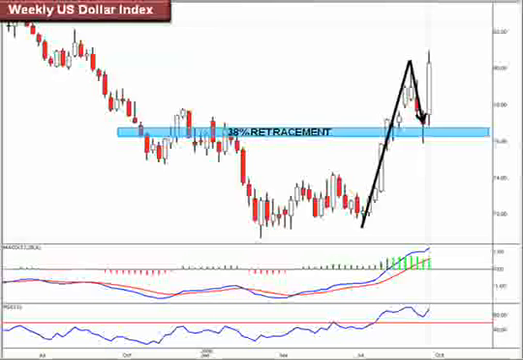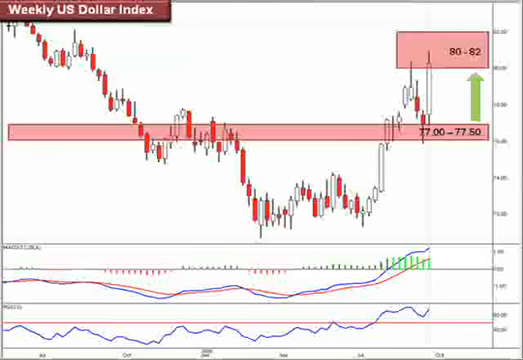We identified the U.S. dollar index playing into a key level of support, which represented a 38% retracement over this previous longer-term move. As you can see, we've had a significant bounce off of that and now find ourselves testing that 80 to 82 focal zone that we have been watching for quite some time now.